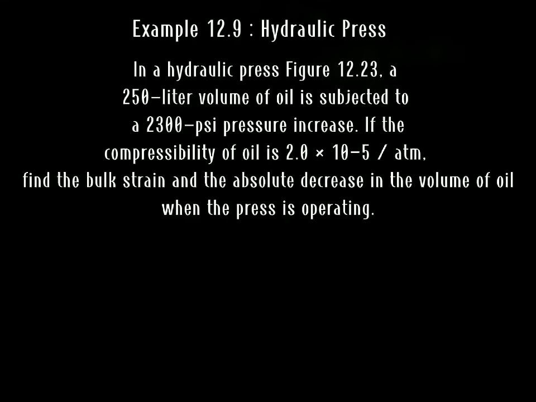Example 12.9. Hydraulic press. In a hydraulic press, figure 12.23, a 250-liter volume of oil is subjected to a 2,300 psi pressure increase. If the compressibility of oil is 2.0 times 10 to the power of negative 5 per atm, find the bulk strain and the absolute decrease in the volume of oil when the press is operating.